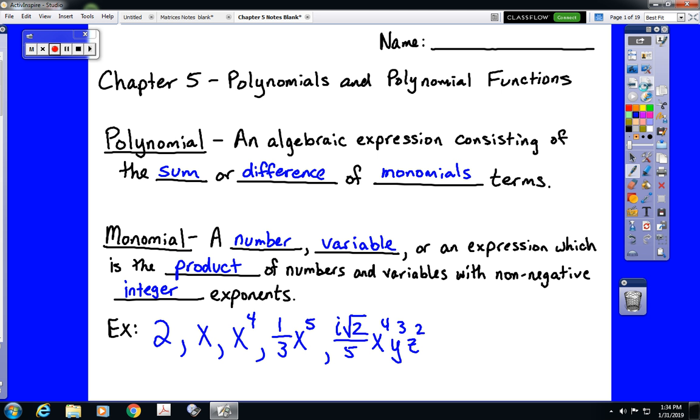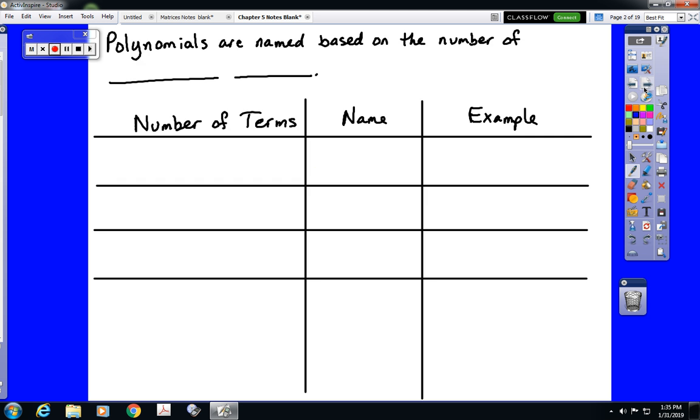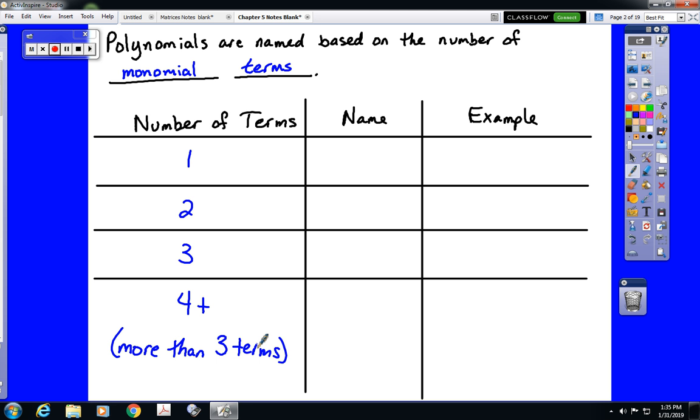Okay, so polynomials are named based on the number of monomial terms that they have. And this should not be new information either, as it is covered in Algebra 1. We should remember from Algebra 1 that several different numbers of terms have special names. A polynomial with one monomial term is a monomial. We have several examples of that on the previous page, so we'll just give one here as an example.